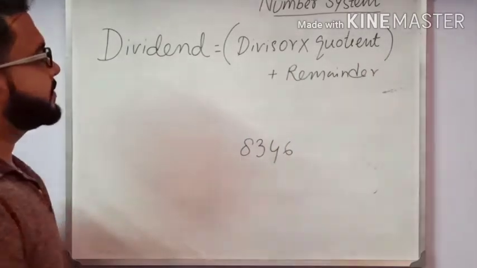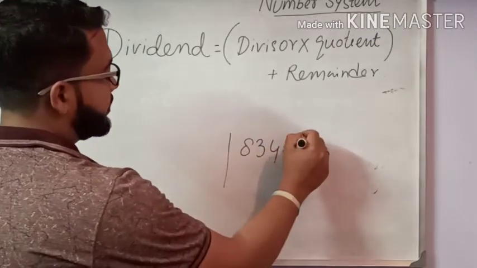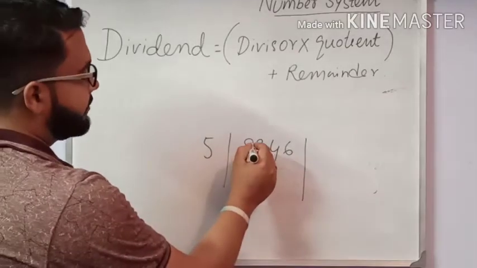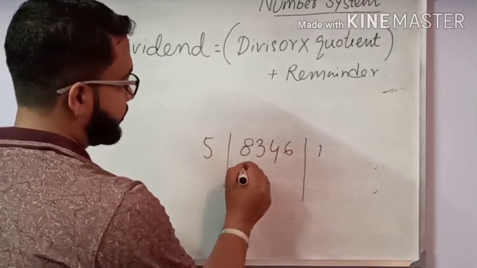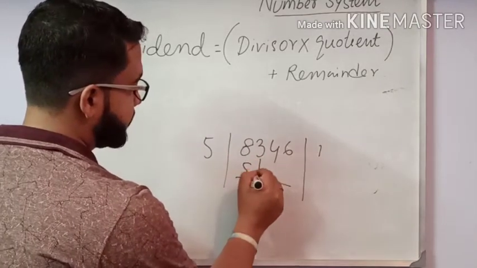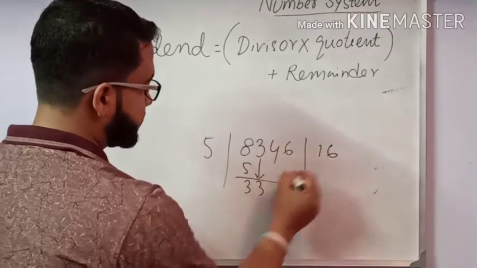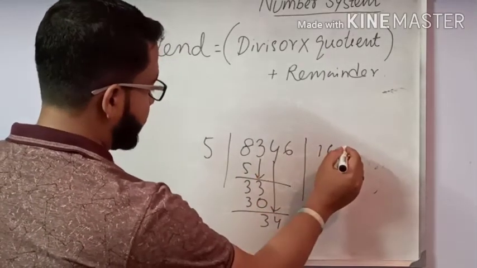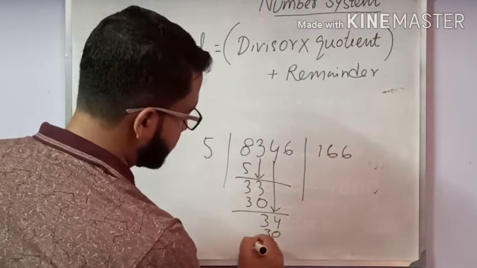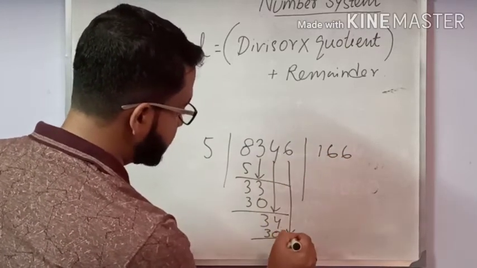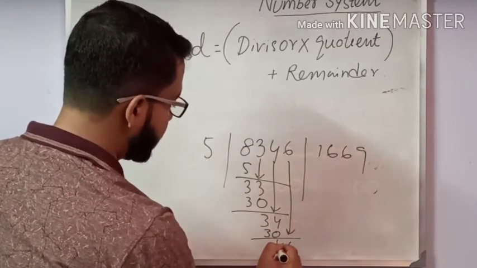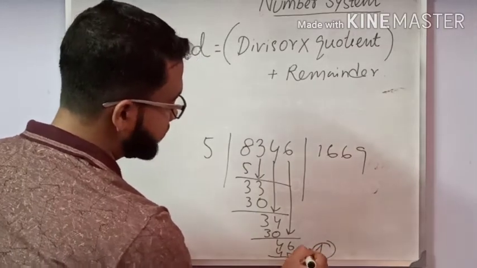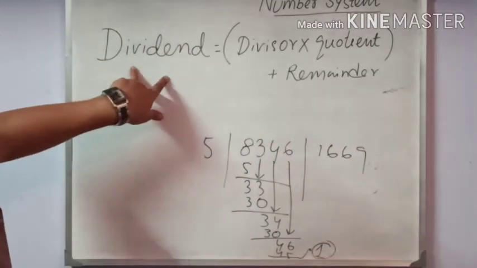This is my dividend and my divisor is suppose 5. So what do we write? 5 ones are 5, 3, these 3, 5 sixes are 30, 3, now this 4, 4, now this 6, 46, 5 nines are 45 and the remainder is 1. Remainder is 1. Then how can we check this?